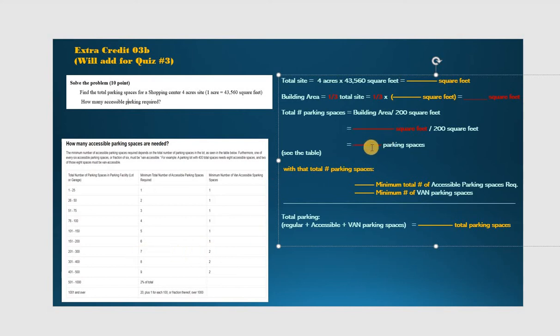Okay, so depending on how many parking spaces you got, you look at the range and figure out how many accessible and van accessible parking spaces are required. That means you put that number right there for the minimum total accessible parking, and this one for the van parking space. After you look at the range, you add the regular plus accessible plus van parking, and you get the total number. That's the answer I need to see. So the quiz credits for solving the problem are like that.